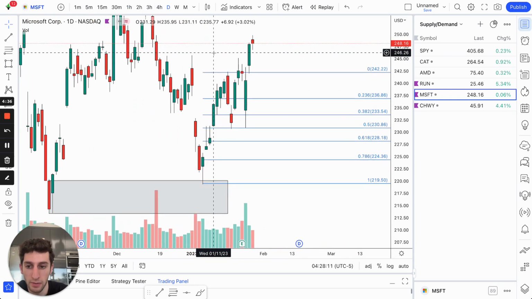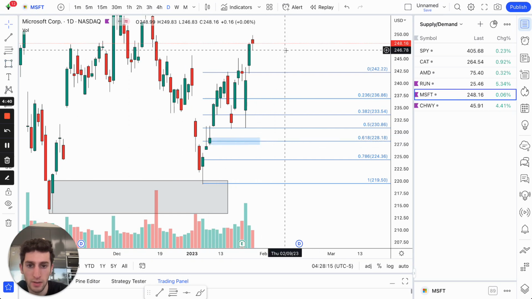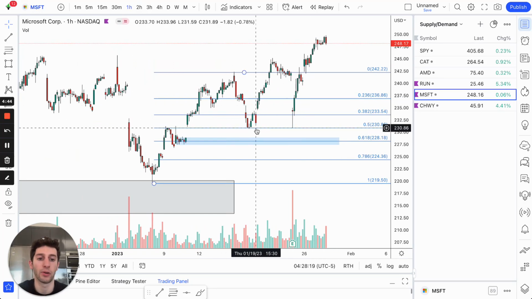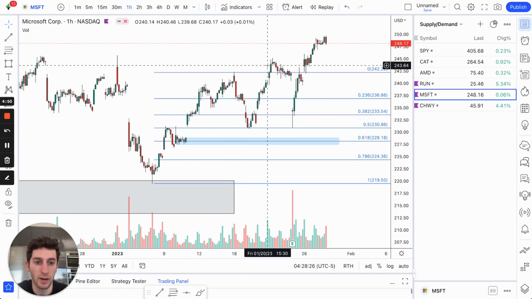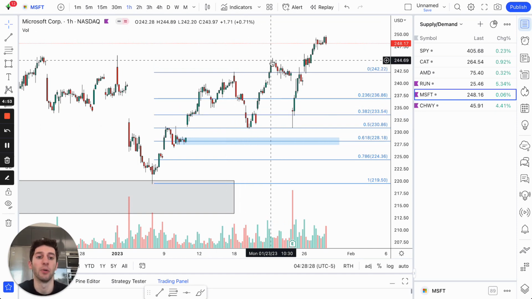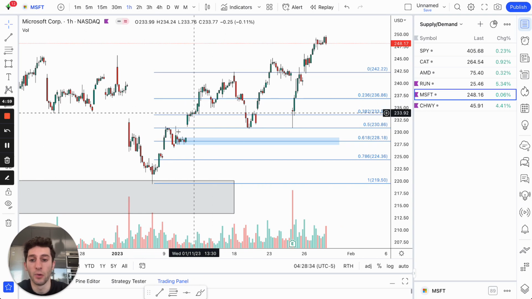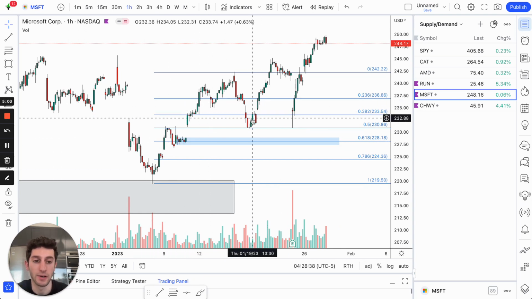If I go on the daily and draw that demand zone out, it would look something like this. So overall, if I zoom in, you're getting in at around 230, 231, risking down to about 227, around a $3 to $4 stop. And we ended up seeing about a $15 move in profit. So a very good risk reward. And you have that confirmation in place that this demand is going to hold. Bulls are now in control, and you can get in at a much better entry.